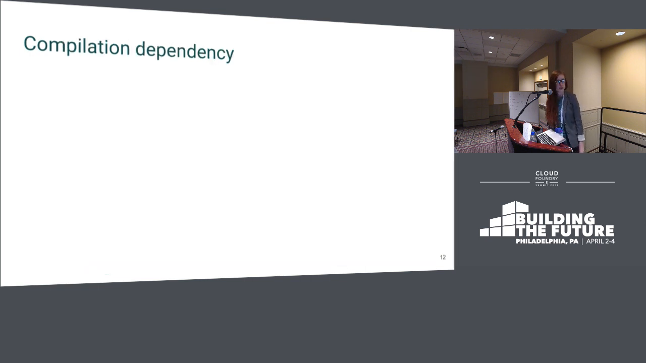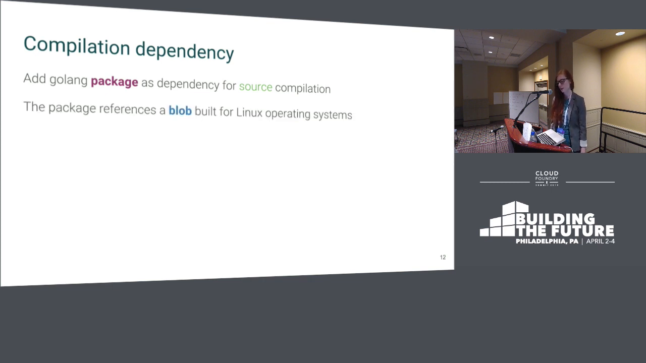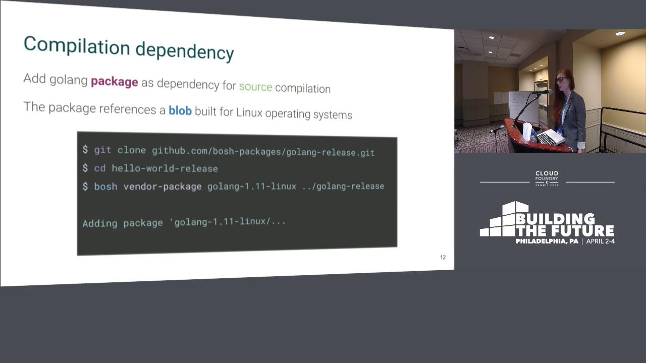So why are we doing this at all? It's because we want to add a compilation dependency. If you've written any code in Golang before, you know you need to compile this. How are we going to do that? So we'll add a package, which will be a dependency for our source compilation. So we'll add Golang as a dependency in our release. This package will reference a blob. So that looks like this.